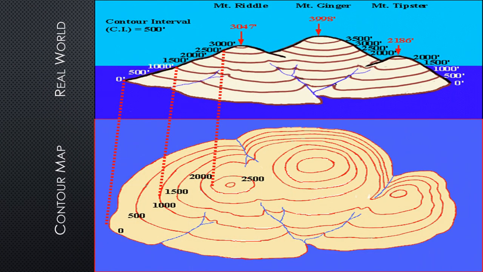And so we can see this if we put both of those maps together, the contour map versus what we would see in the real world. And we can see how they do fall in line with one another.